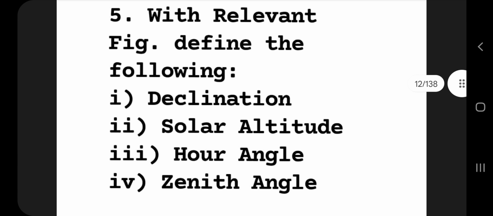Next one is write with a relevant diagram, define the following: declination, solar altitude, hour angle and zenith angle.